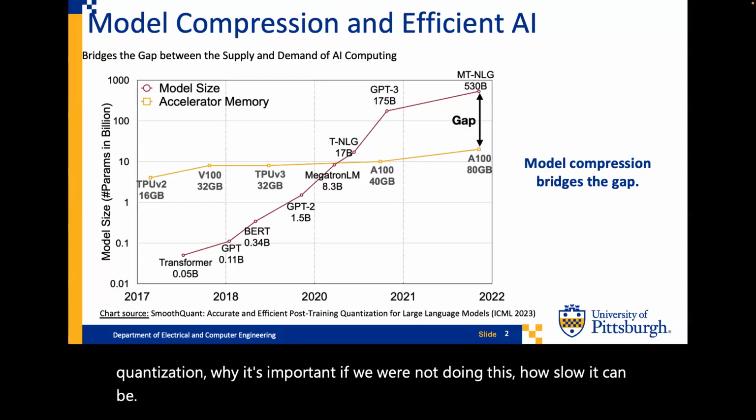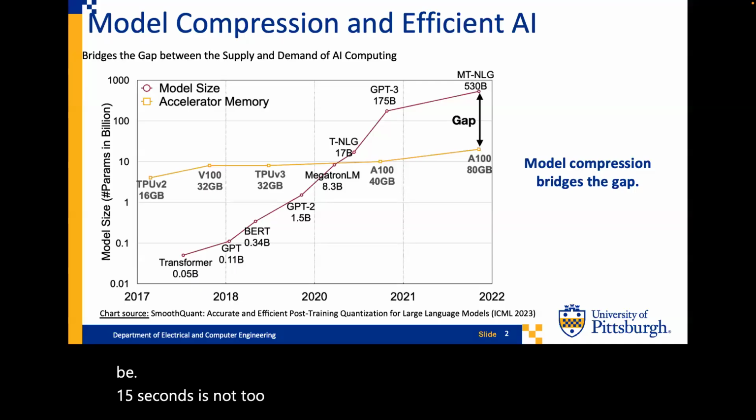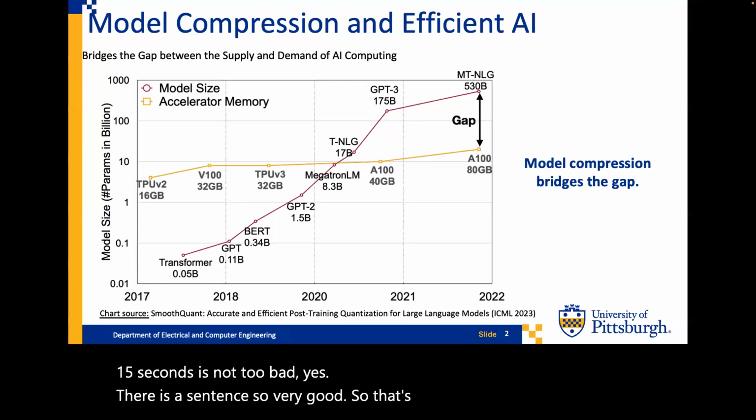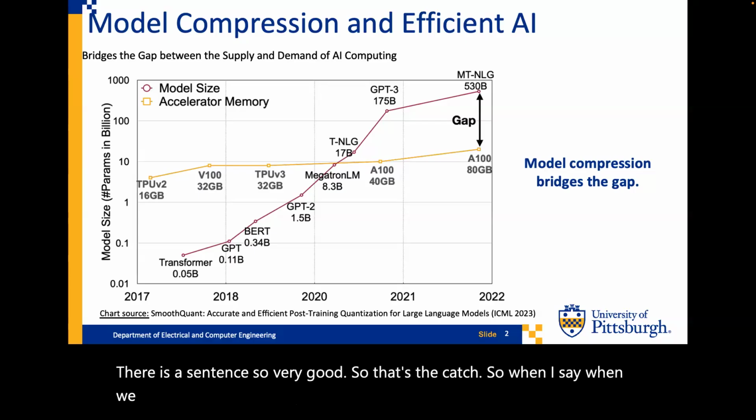15 seconds is not too bad. Yes. So what's the output? If we're talking about an LLM, is it just one word or is it a sentence? Very good. So that's the catch. When I say we have 15 seconds to generate one output, that's one token.